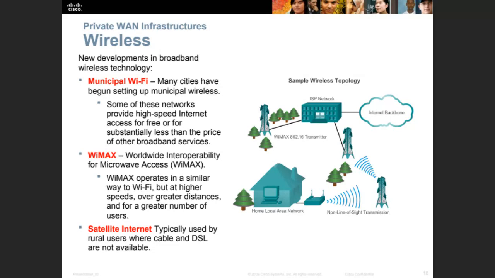If you have an industrial area and you want to connect the whole area, you use WiMAX. They have bigger bandwidth. You will see these big boxes on towers. This is for WiMAX, not the small Wi-Fi, a bigger one. It has bigger bandwidth, of course, very fast. Also, we have satellite internet, typically used by rural users where cable and DSL are not available.